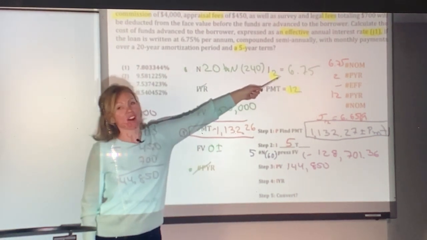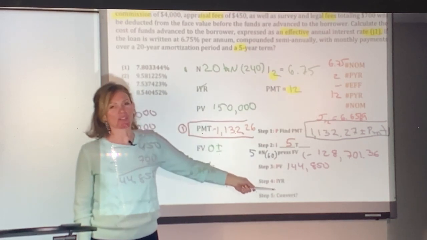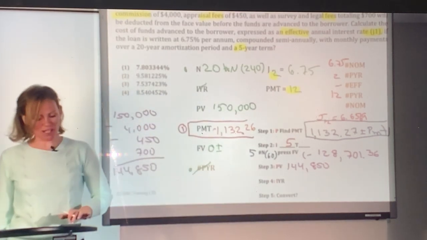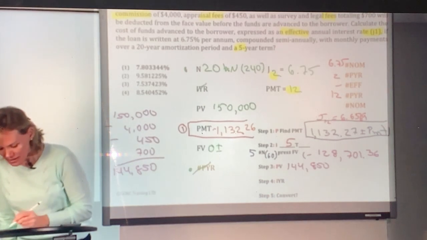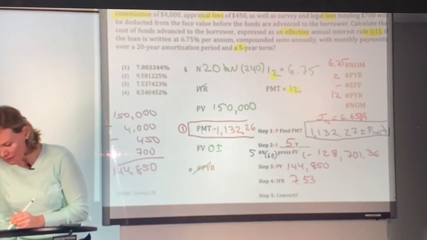They promised you 6.75. You got way less money, so guess what happens? You pay more or less. What do you think? How do you know? Press your IYR. Just press IYR. And when you press IYR, it will come up as 7.5374. Is that what you got?